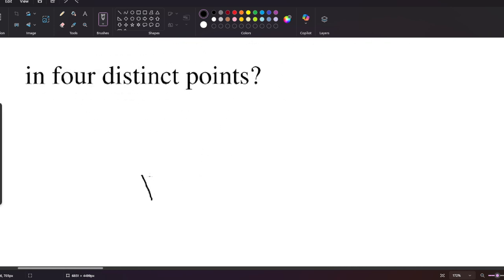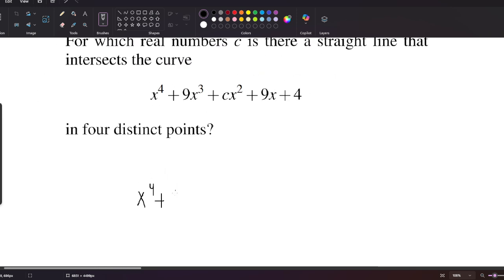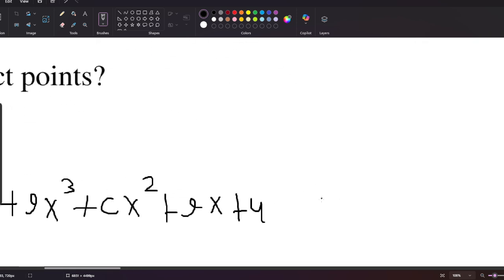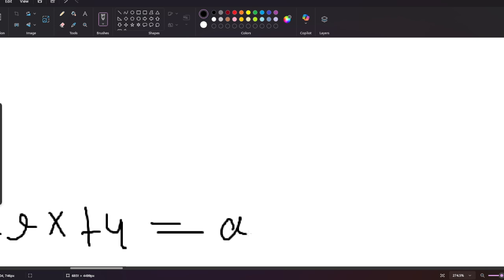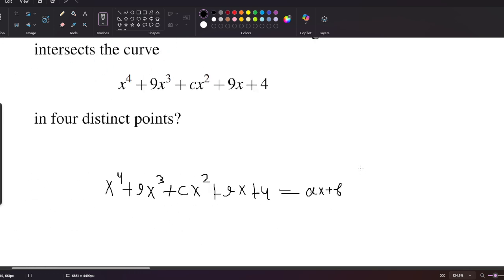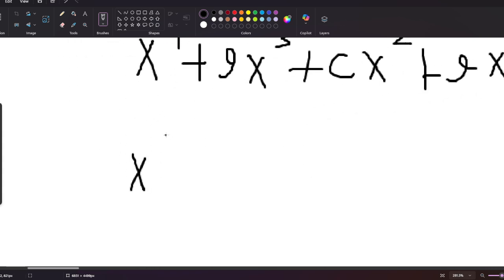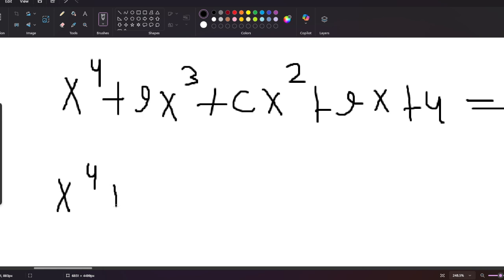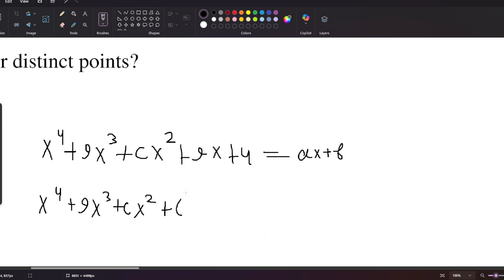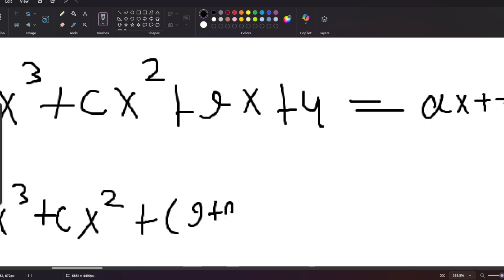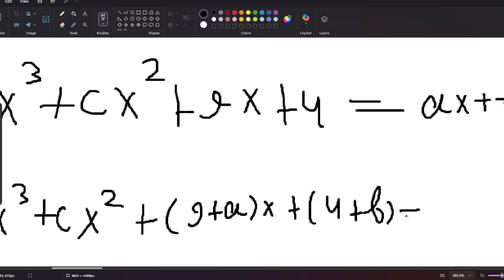So let's begin by saying that x^4 + 9x^3 + cx^2 + 9x + 4 equals, and now we're gonna write the standard line equation, ax + b. What we're gonna do next is move it here and say x^4 + 9x^3 + cx^2, and plus now we're gonna do this stuff with the x term. 9 + a is a coefficient now, and now the constant part, 4 + b equals 0.